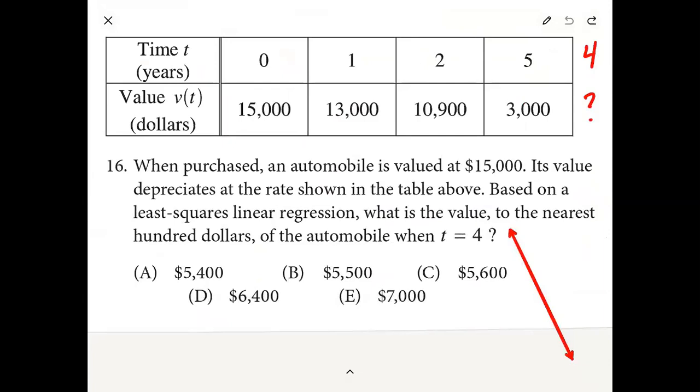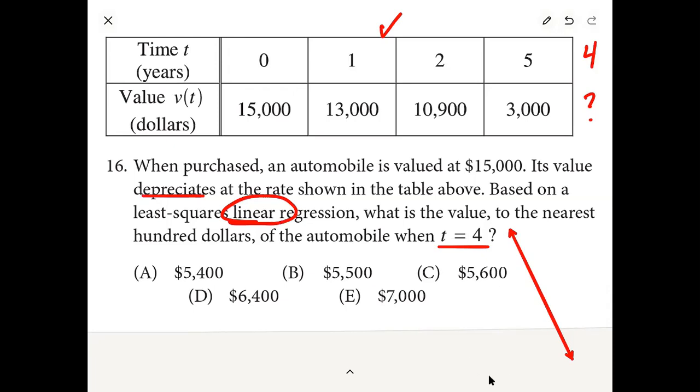It says when purchased, an automobile is valued at $15,000, and its value depreciates at a rate shown in the table above. Based on the least squares linear regression, what's the value to the nearest hundreds of dollars when t equals 4? So I've already put this up here. They're saying when the input is 4, what's the output going to be? We're going to use this table of values to generate a linear regression, and we're going to use that regression to solve for the output when the time is 4.